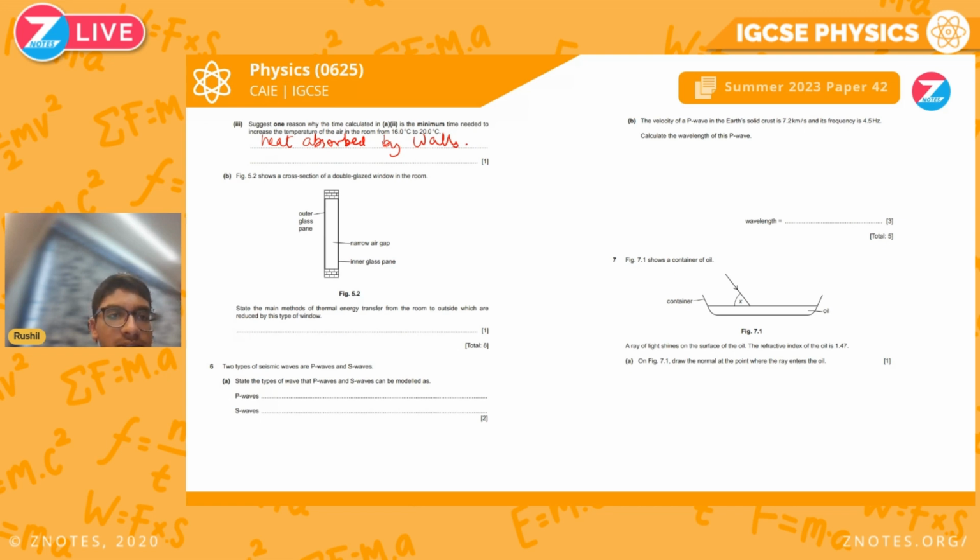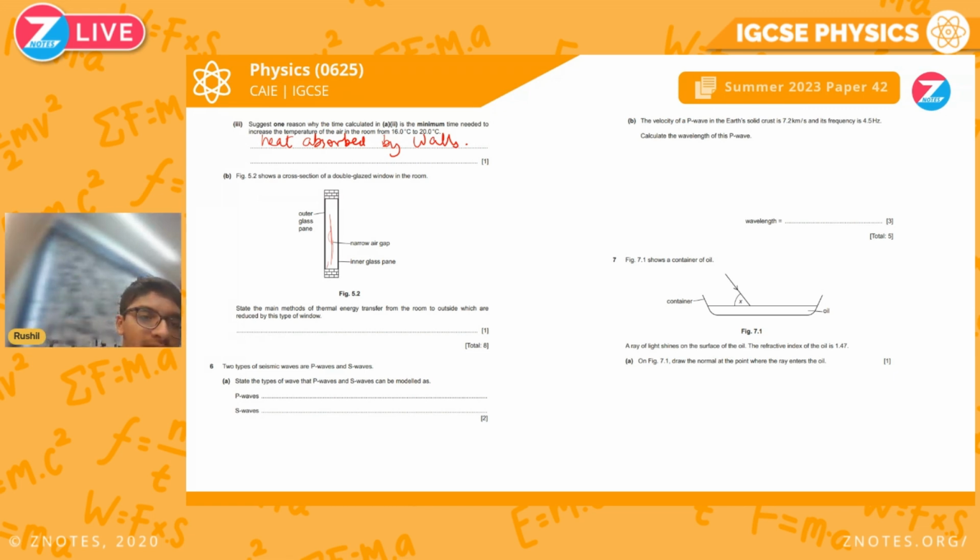Question B asks us, it shows a cross section of a double glazed window in the room. State the main methods of thermal energy transfer from the room to outside, which are reduced by this type of window. So this window has an outer glass pane and a narrow air gap. So there must be air in this. It's not a vacuum, however.